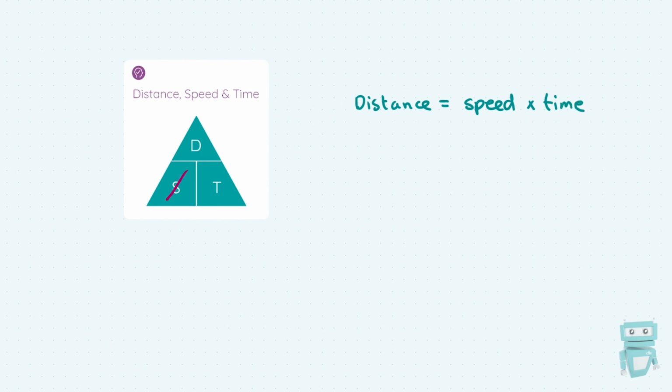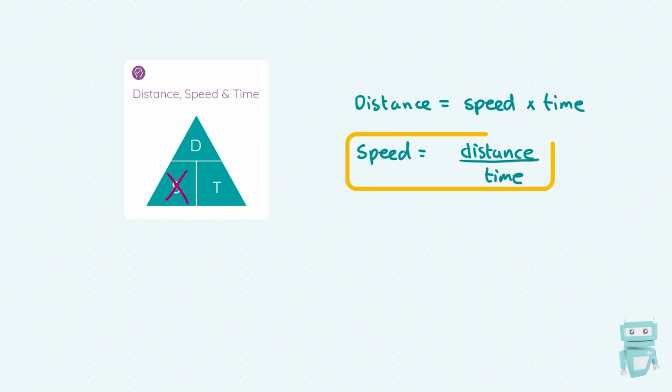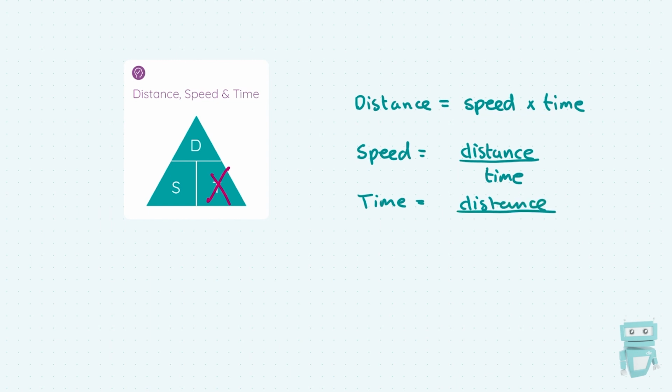Say I wanted to find the speed formula, I would cover speed and then I'm left with a D on top and T on the bottom. So that's going to mean to calculate any speeds, I'm going to do the distance on top and I'm going to put it over, i.e. divide by the time. And similarly, if I wanted to find the time, I'd cover T for time and I'm left with time equaling D for distance on top divided by our speed. And they'll be our three formulas we're going to use throughout these calculations.